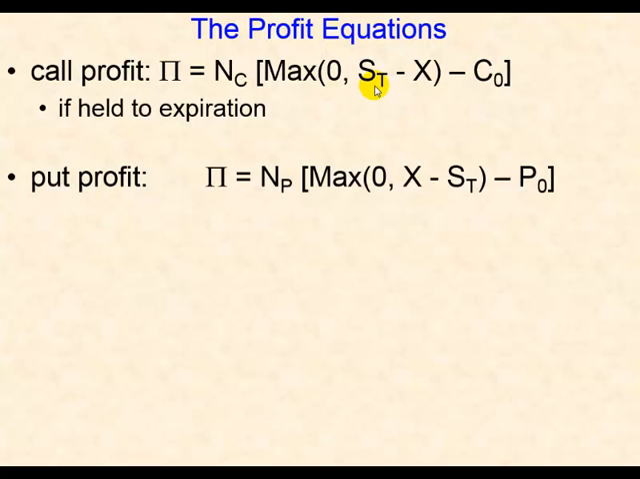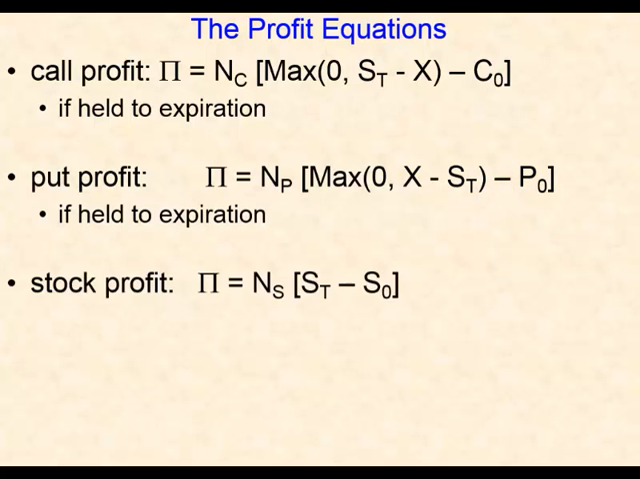This equation assumes we're holding the position until expiration, and so the stock price at expiration is the relevant stock price in this equation. For put options, our profit is given as the number of puts times the maximum of 0, or X minus S sub T, that's the intrinsic value of our put, minus the initial put premium. Finally, for stocks, the profit from a stock position is equal to the number of shares we own times the share price at the end minus the share price at the beginning. Again, we're assuming the stock is held out to time T.